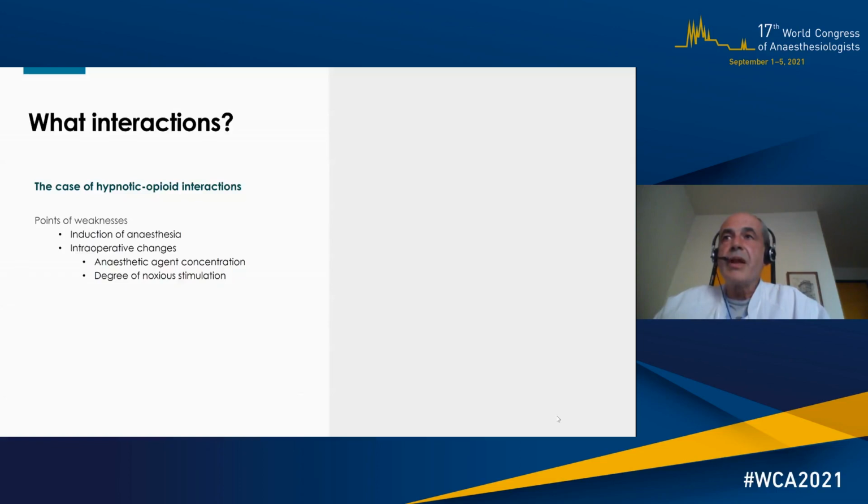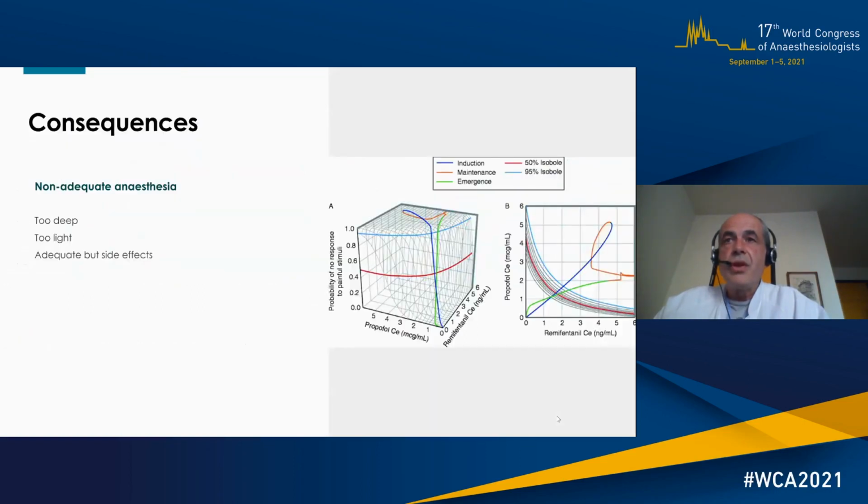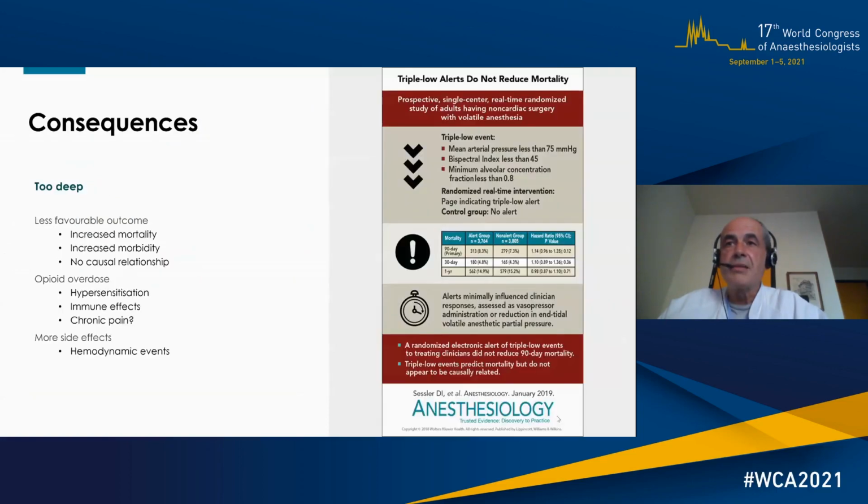If we do not take account of interactions in our clinical practice, we may experience difficulties in providing adequate anesthesia to our patients, particularly at moments of changes in anesthetic agent concentrations or at moments of changes in the intensity of noxious stimulation. And inadequate anesthesia has consequences. During the procedure, we constantly oscillate somewhere on this dose-response surface. We might be too deep, too light, or just be perfect, but with side effects.